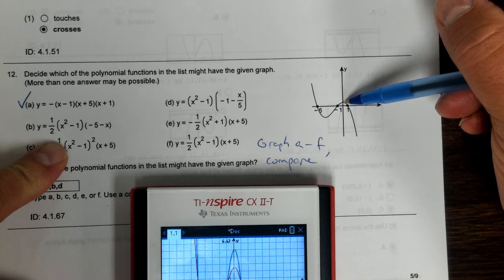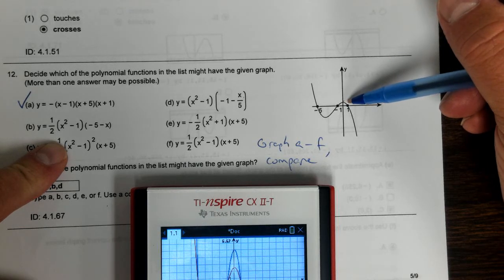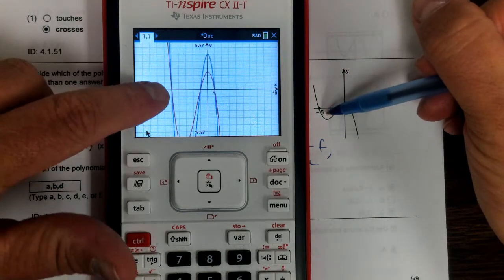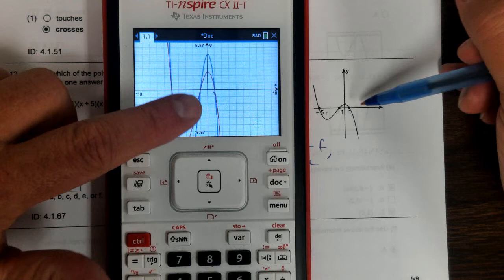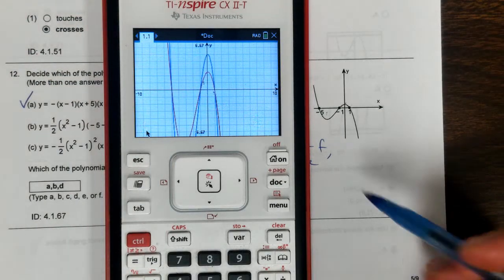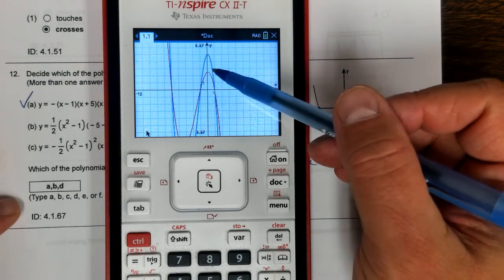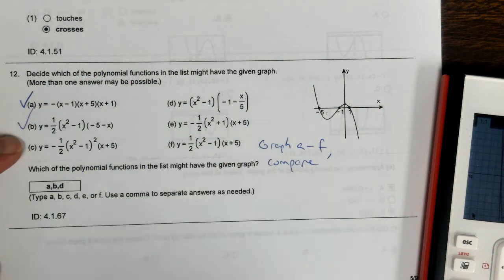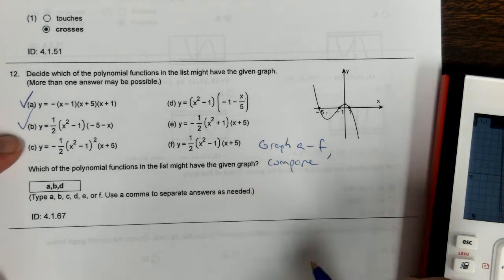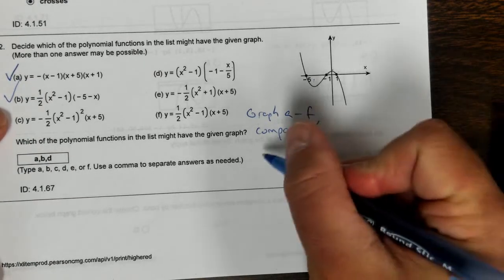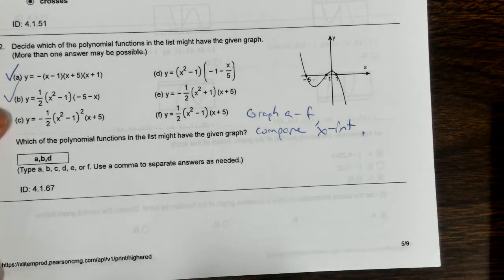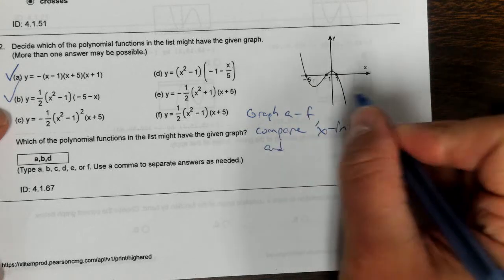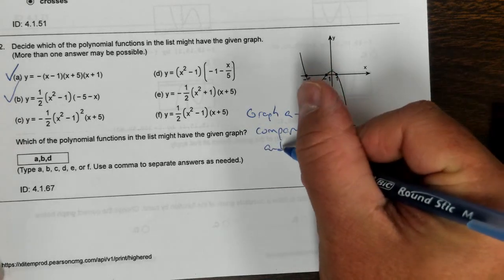Notice we don't have any particular y-intercept given, so it could have been any of them. But the question is, does it go through negative 5? Yes, it does. Does it go through negative 1 and 1? Yes, it does. So even though these graphs are not the exact same thing, it does go through the x-intercepts. So compare your x-intercepts and your orientation.